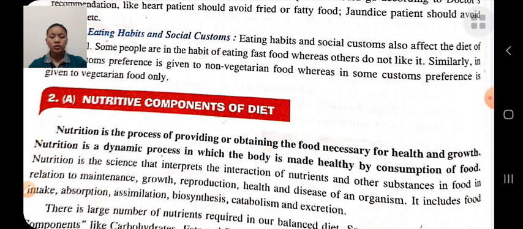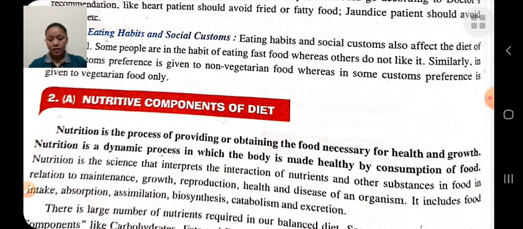Macronutrients means those nutrients which are required in large quantity, like carbohydrates, proteins, and fats. These nutrients we require in large quantity. And micronutrients means those nutrients which are required in small quantity, that is, vitamins and minerals.